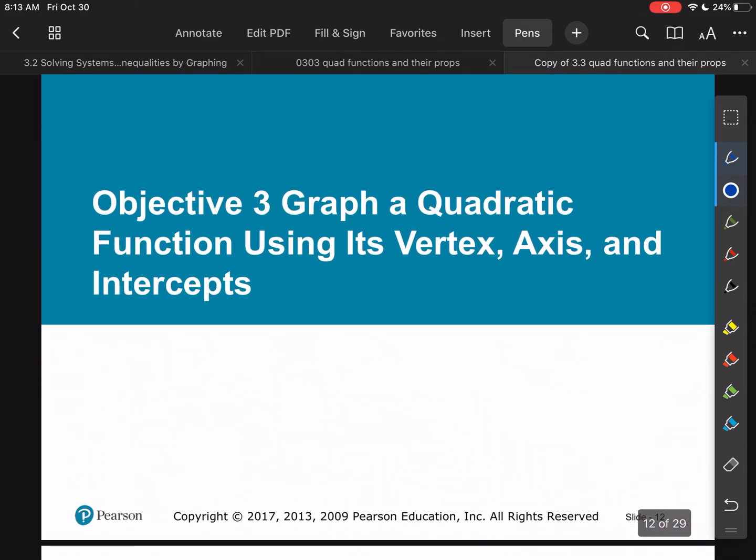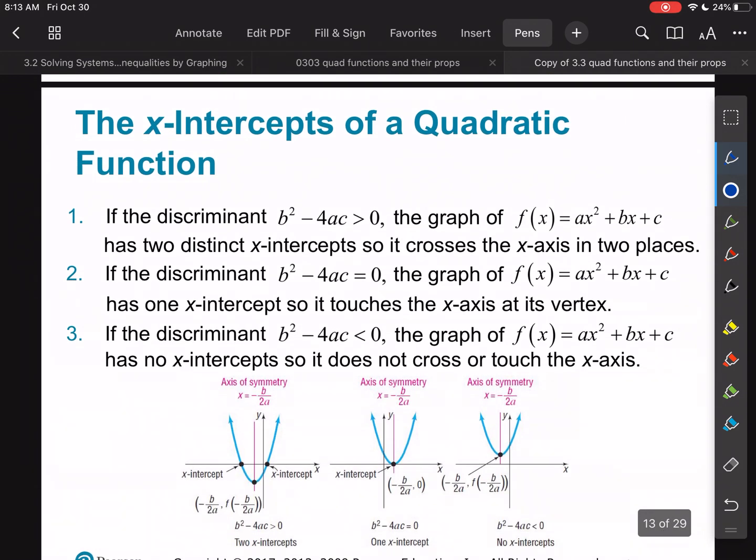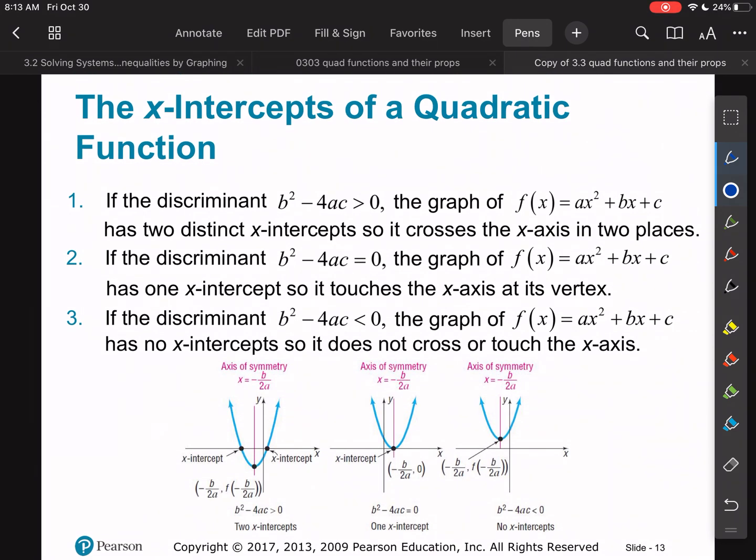Now objective 3 says to graph a quadratic function using its vertex, its axis, and its intercepts. So now is when we're going to bring in the factoring portion of things. All right, so the x-intercepts of a quadratic function. This is not necessary to remember per se. It could be handy, but it's not fully necessary. But if you remember the quadratic formula, negative b plus or minus the square root of b squared minus 4ac all over 2a, we studied that in depth in Algebra 2.